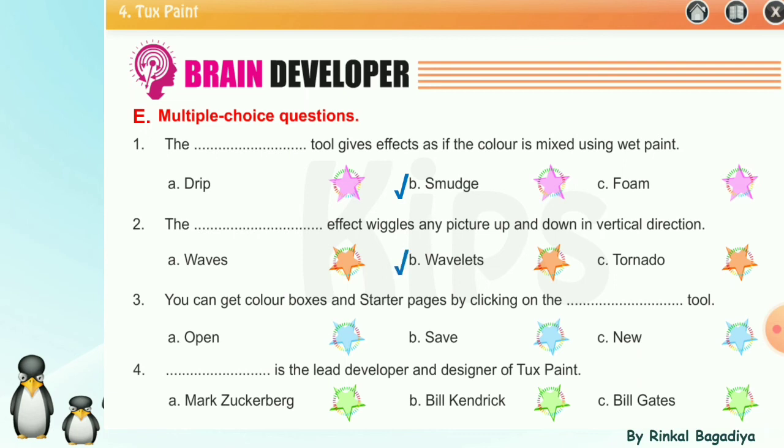Number 3. You can get color boxes and starter pages by clicking on the blank tool. From where can we get color boxes and starters to start our drawing? Which tool can we use? Open, save or new? The new tool. So here option C, new is the right answer. So put a tick mark on option C, new.